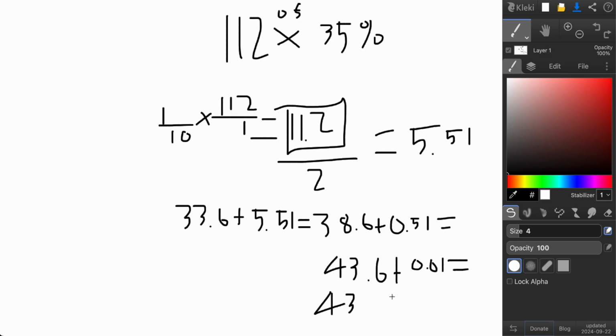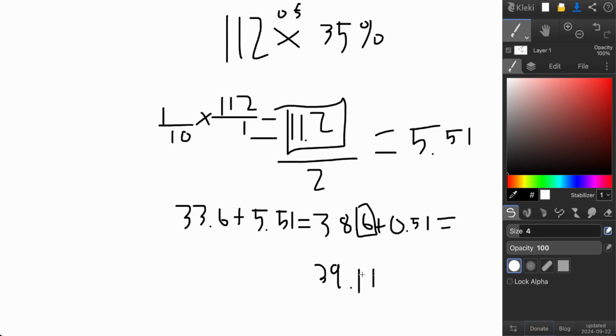Oh wait, I'm sorry guys. I just realized I made a mistake. Sorry, that's my fault. I forgot that this is 0.5, not 5. So then instead of adding 5 to 8, you would add 5 to 6, which is 11. So you carry 1 over, and you get 39.1 plus 0.01 is 39.11.